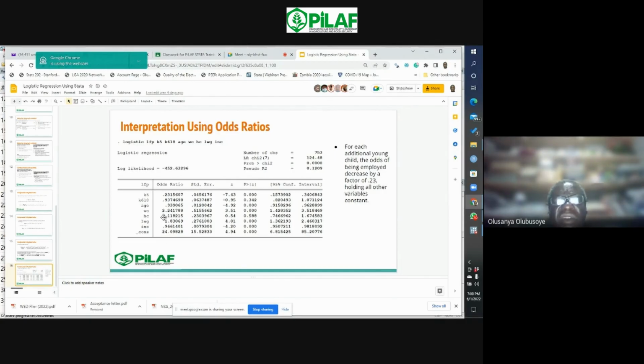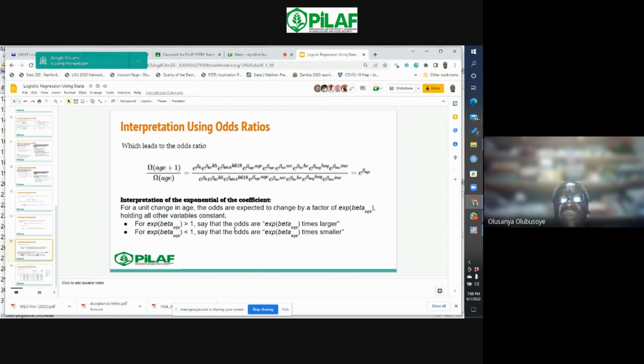So once the odds ratio is less than 1, then the odds decrease. The chance of the odds decreasing. So the odds ratio is decreased. But if it is more than 1, then it increases. So you need to be able to master the way you will be able to interpret.